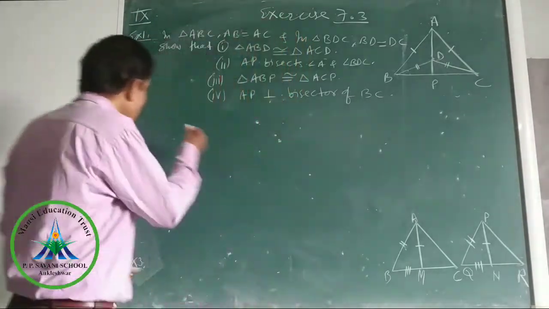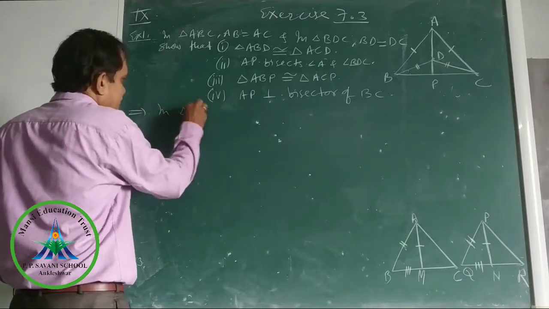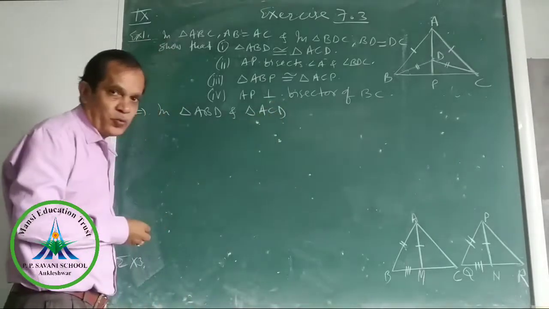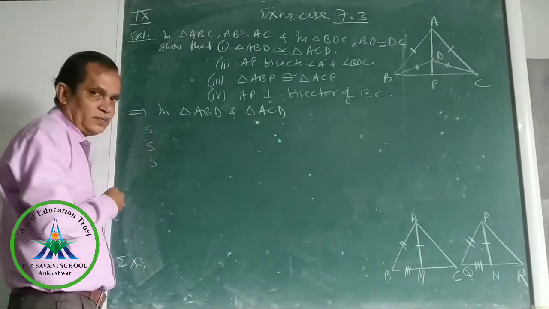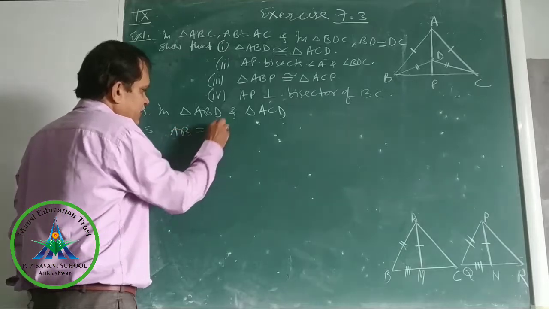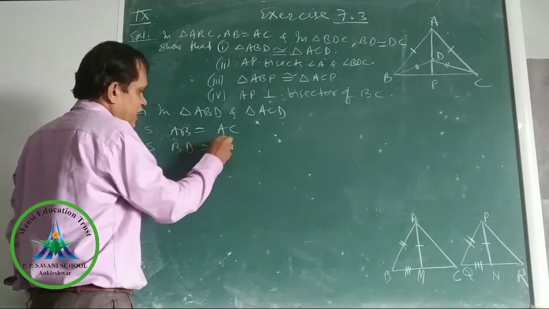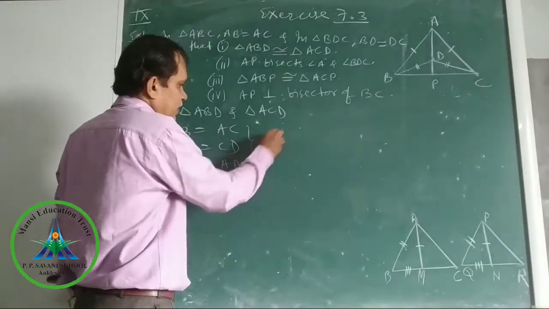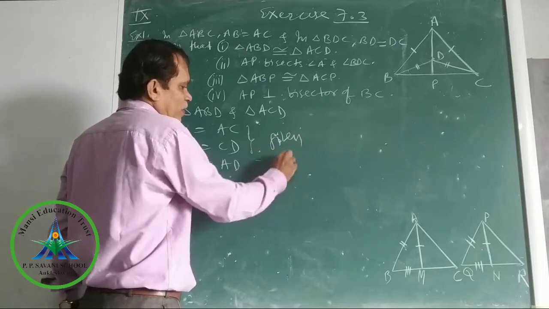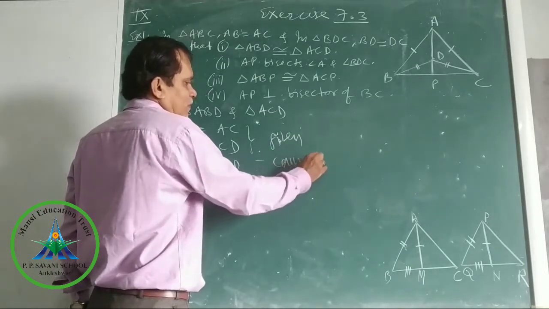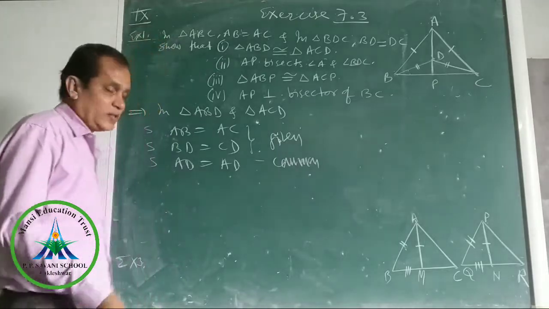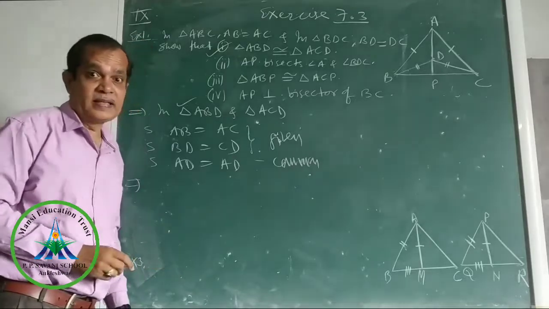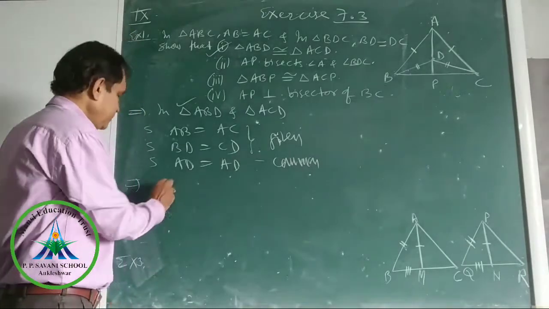Now you will write directly. In triangle ABD and triangle ACD, which rule do we read? Side. You will write AB equal to AC, BD equal to CD, and AD equal to AD, given, common. This implies, by the first rule, ABD congruent to ACD. Yes or no? Now see.